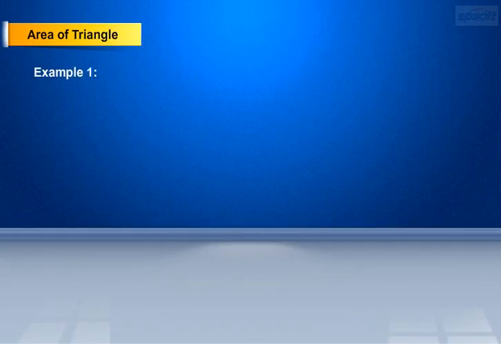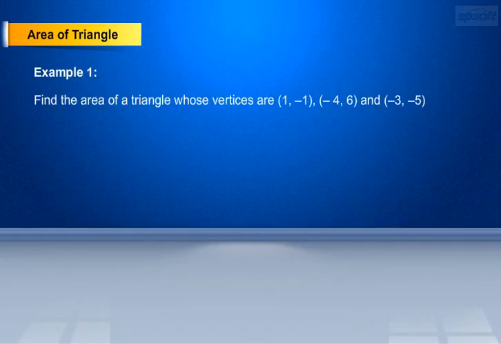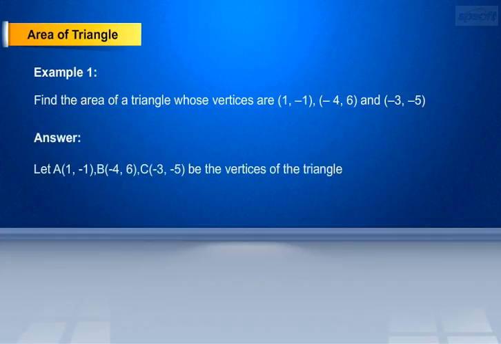Let us see few examples. Find the area of a triangle whose vertices are (1, -1), (-4, 6), and (-3, -5). Let us see the answer for it. Let A(1, -1), B(-4, 6), C(-3, -5) be the vertices of the triangle.